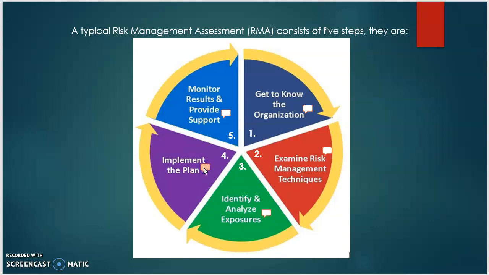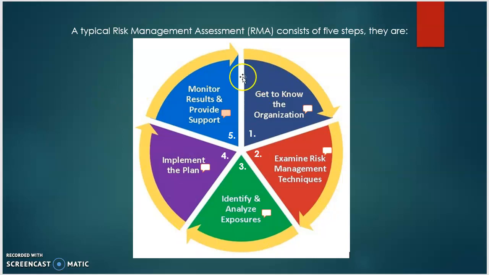And then the fourth step is implement the plan, which is to address gaps in insurance, finalize loss reserve reviews and procedures, and set a strategy for improvement. Okay, and the last step is monitor results and provide support, which is to form a work group with members from the organization and provide ongoing guidance on risk-related issues. Recommend actions that support continued total cost of risk improvement for the banking sector.